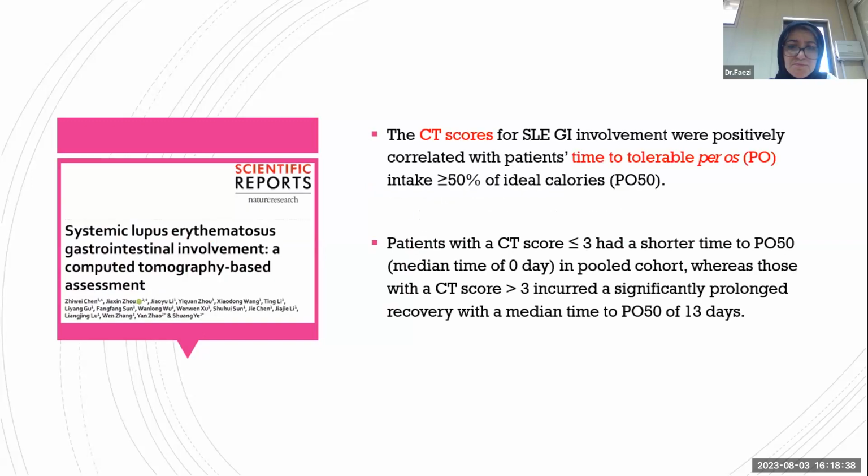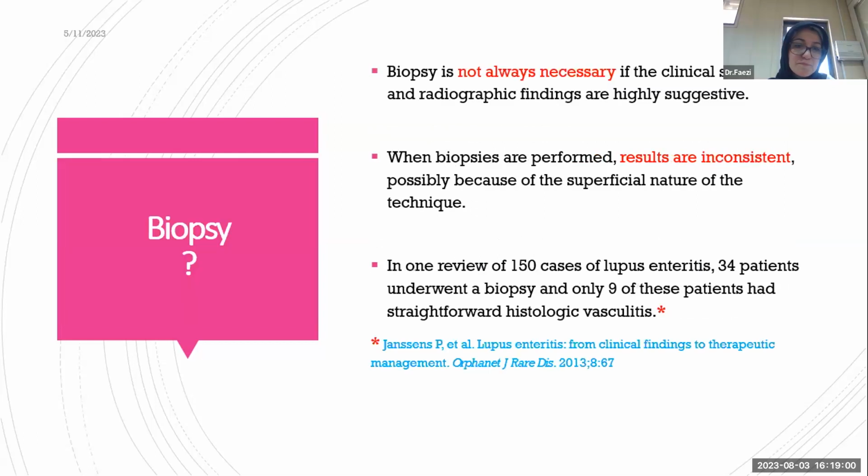Radman mentioned. And this study shows that the CT score for SLE GI involvement was positively correlated with the patient's time to tolerate PO intake of more than 50% of ideal calories. That means when we have a severe finding in CT, the patient has a worse outcome as well.